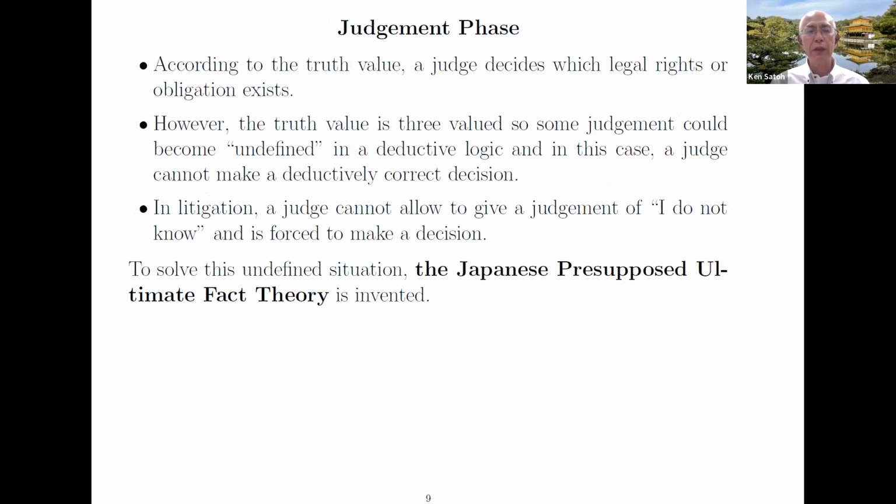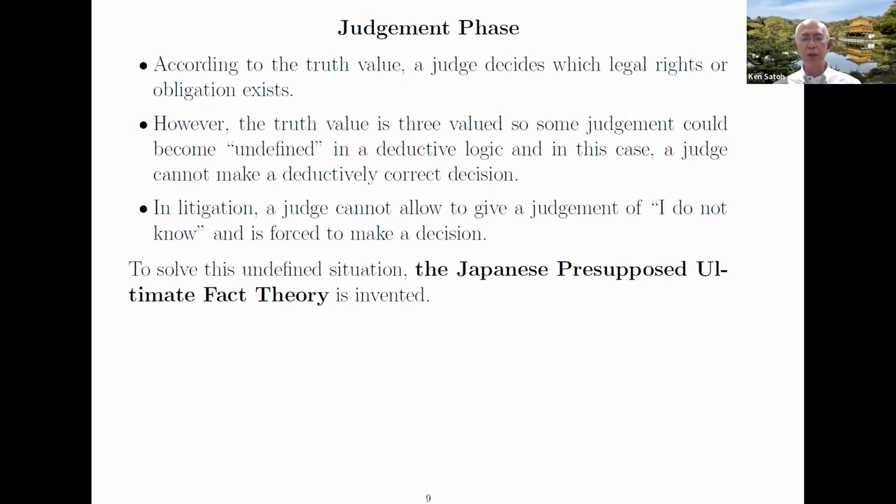And in the judgment phase, according to the truth value, a judge decides which legal rights or obligations exist. However, the truth value is three-valued, so some judgments could become undefined in deductive logic. In this case, a judge cannot make a deductively correct decision. However, in litigation, a judge is not allowed to give a judgment of I don't know, and is forced to make a decision. So how does a judge deal with this kind of situation?